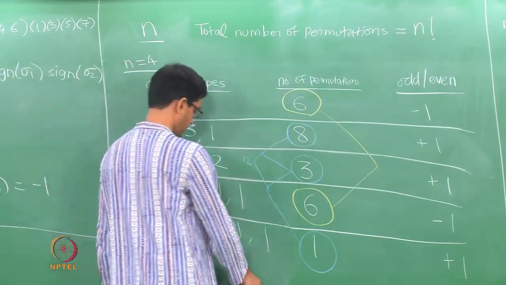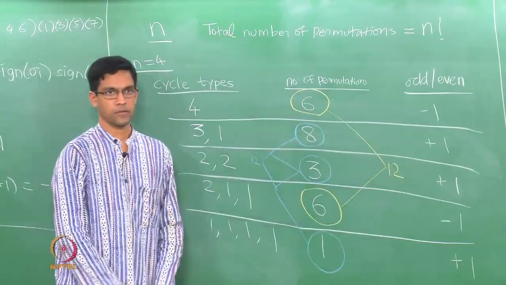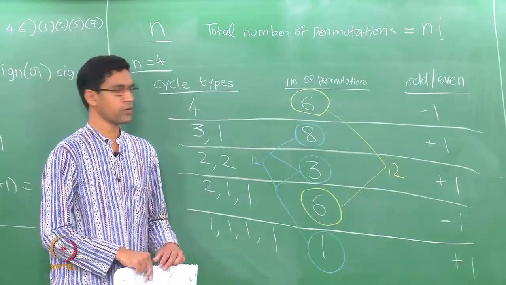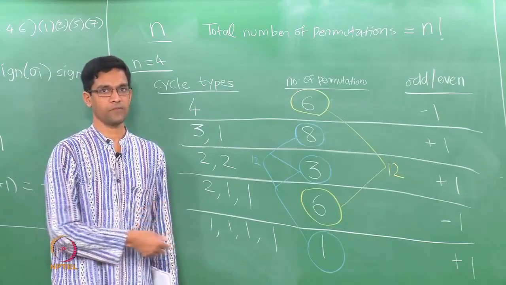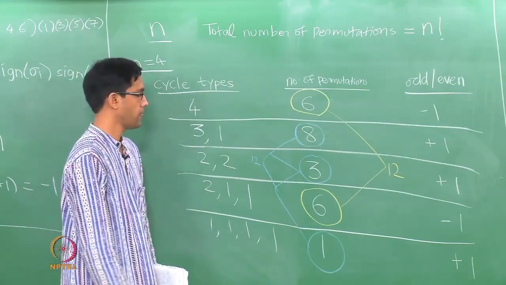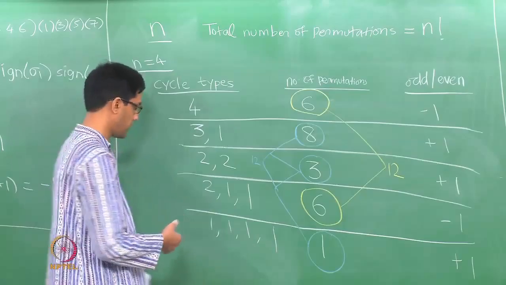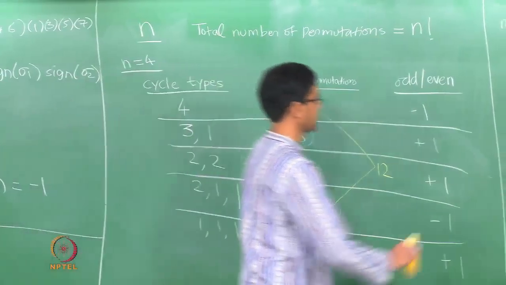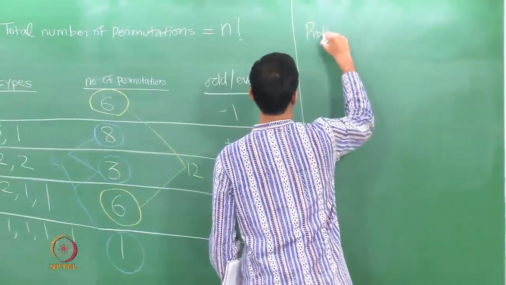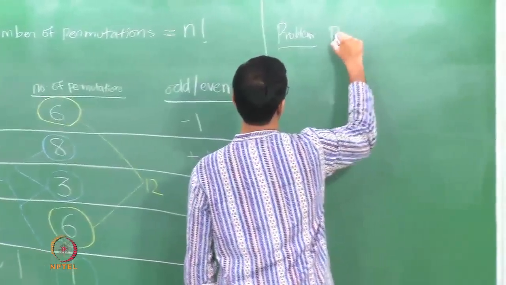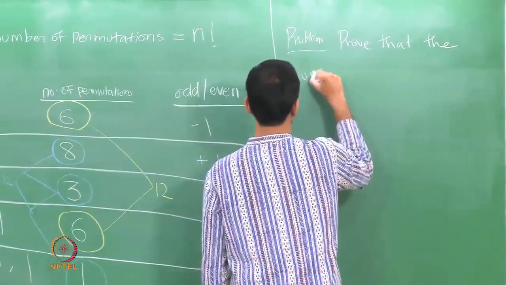So there are half the number of odd and half the number of even permutations. And this is in fact a statement which is true in general, that n factorial divided by 2 permutations would be even, and the remaining n factorial by 2 permutations would be odd. It's probably a nice exercise to try and prove this fact, that in general half the permutations are odd and the other half are even. So let me just state this as a problem: prove that the number of even permutations is n factorial by 2.